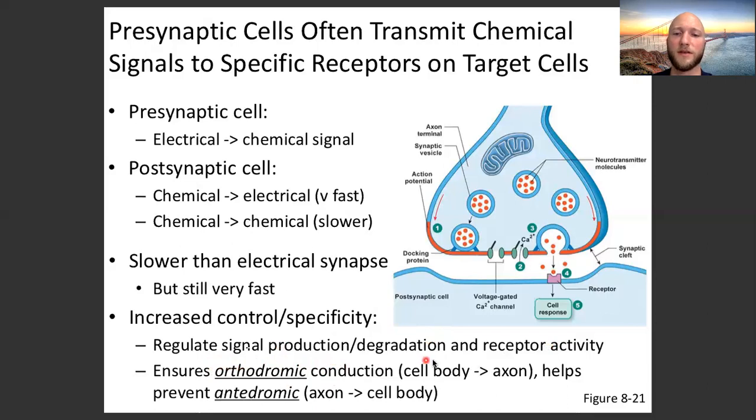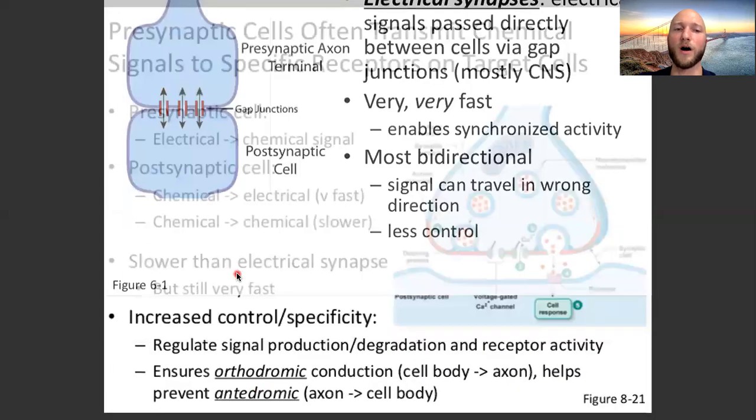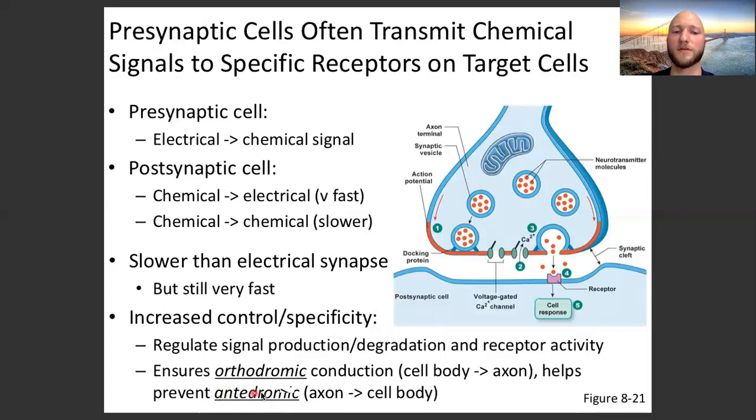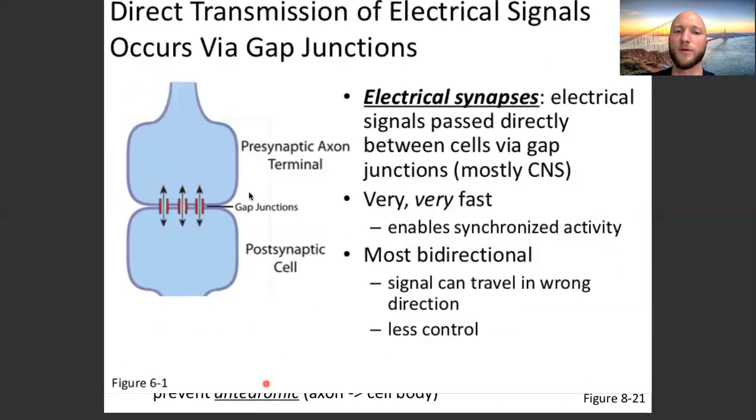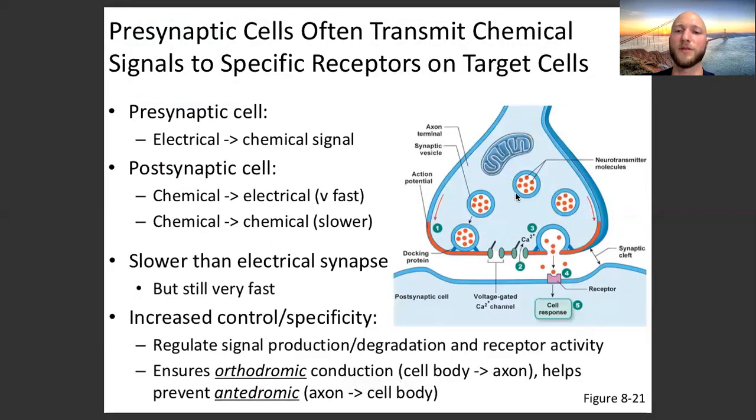So cell body to axon helps prevent antidromic. Antidromic is what you can get up here where it's the wrong direction, going backwards. With electrical synapses, you can get both directions. With chemical synapses, you only get one direction.